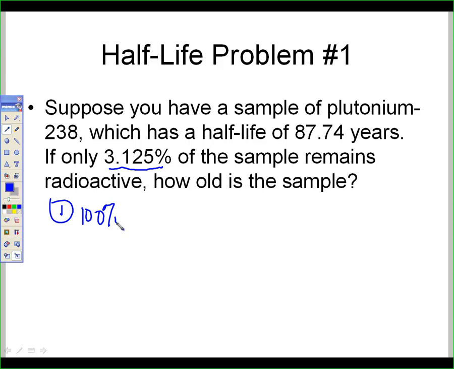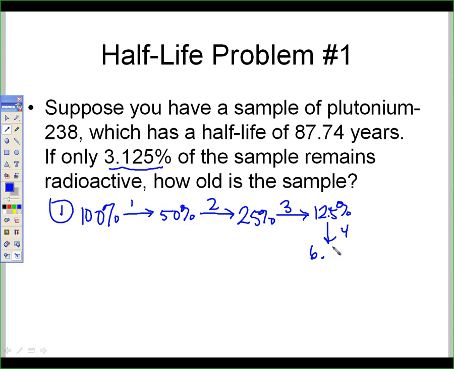Originally, the entire sample was radioactive. After one half-life passed, 50% was radioactive, and the other 50% became stable. After two half-lives, half of the radioactive sample became stable, so only 25% of the sample now is radioactive. After another half-life, we went down to 12.5%. After a fourth half-life, we dropped down to 6.25%. And finally, after a fifth half-life, we get to 3.125%. Just dividing by 2 because that's the definition of a half-life.